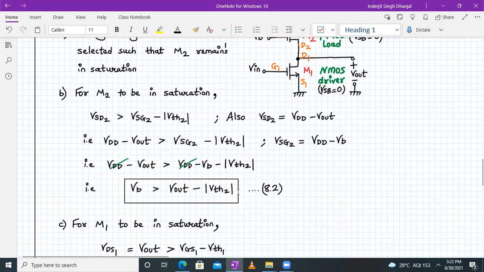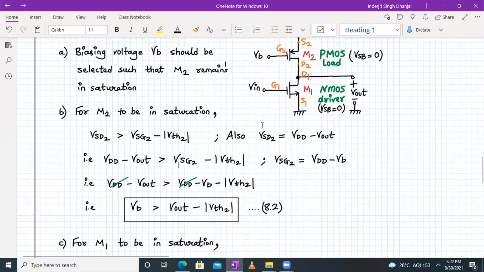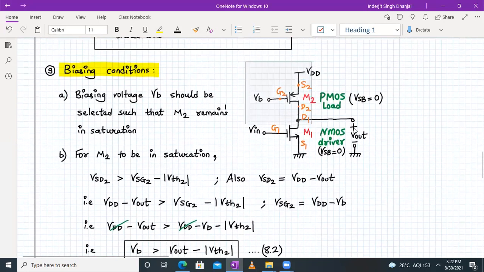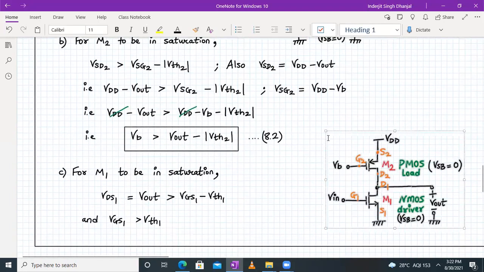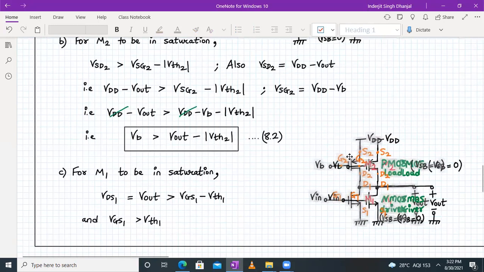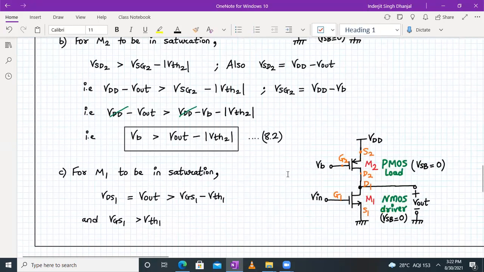Now, for the M1 transistor to remain in saturation, we have a similar condition. Let me copy this diagram below also, so that it's visible. Over here, for M1 to be in saturation, your VDS1 should be greater than VGS1 minus VTH1, whereas your VDS1 is the same as your Vout. That means your Vout should be greater than VGS1 minus VTH1.